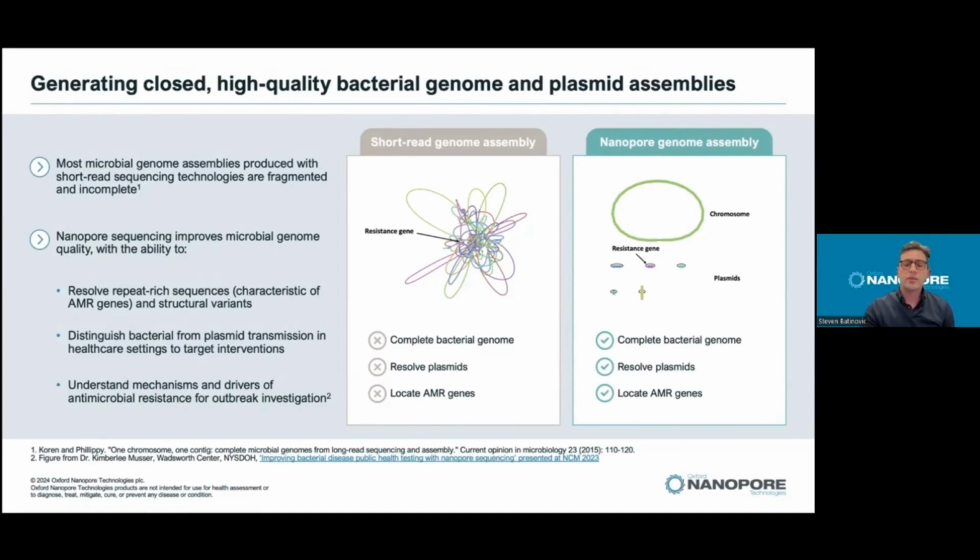This is represented by the tangled assembly shown on the left. Whereas when you use long-read sequencing, these reads are able to span the repetitive regions, actually able to recover the full circular chromosome and plasmid sequences. So instead of only knowing what the resistance gene is, you'll also know where in the genome that gene lies.